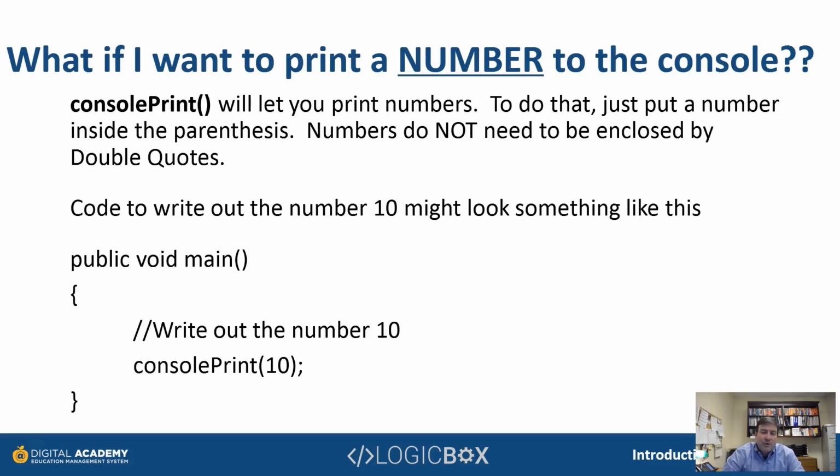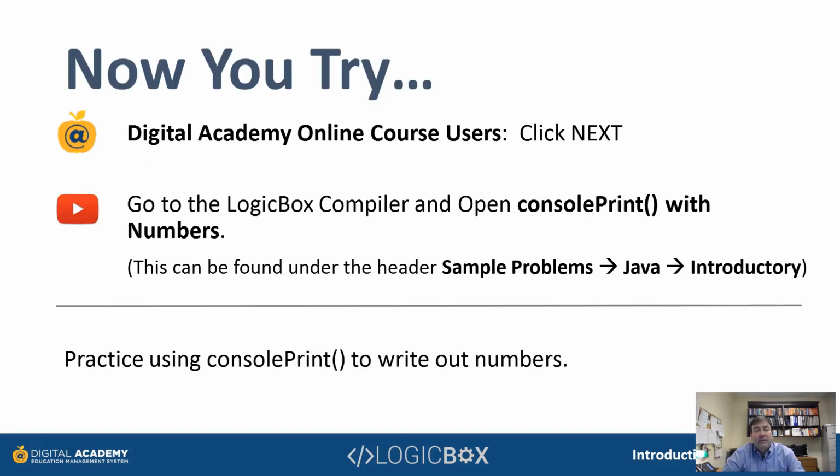Now what if you want to print a number to the console? Before we used console_print to print out text. Numbers do not need double quotes. Console_print can print text or numbers. If you want to print a number, you just write console_print and then put the number inside the parentheses.